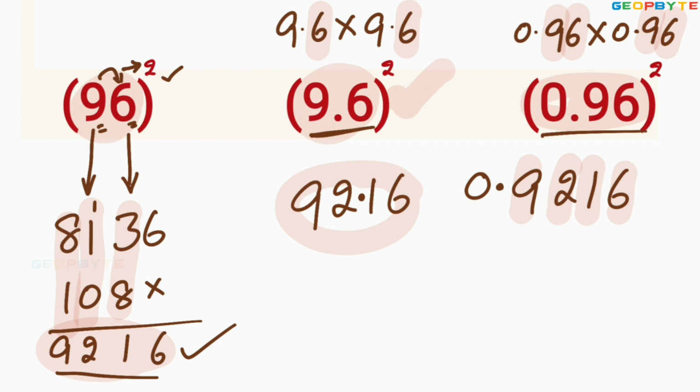0.9216 will be the value of 0.96 whole square. See how simply you are getting the answer.